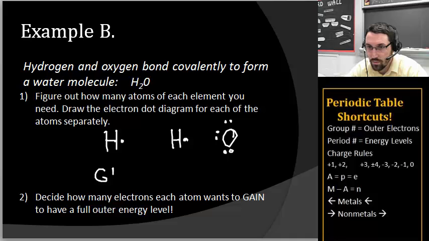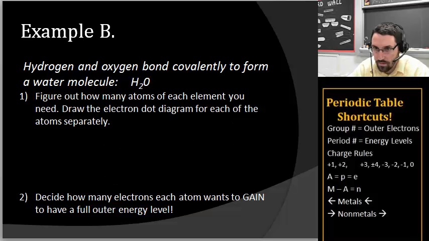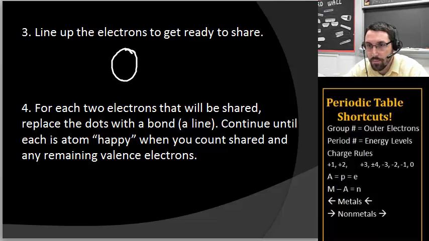Hydrogen wants to gain 1 electron. The other hydrogen wants to gain 1 electron. And oxygen is going to want to gain 2 electrons. This isn't the charge, this is just telling me how many electrons both of them want to gain. That's step 2. Step 3 says line up the electrons to get ready to share. The best way to do this is to start with the one that's going to gain the most in the middle. Oxygen wants to gain the most.